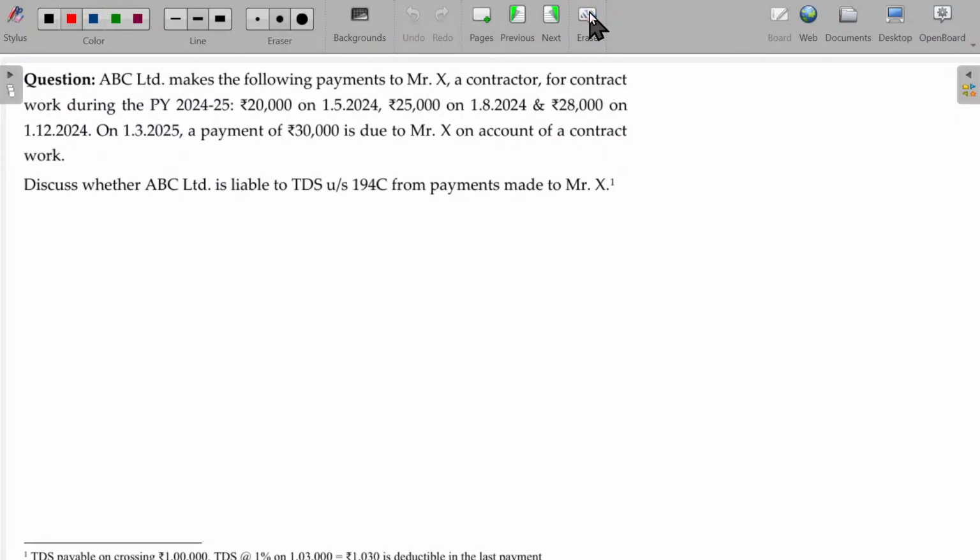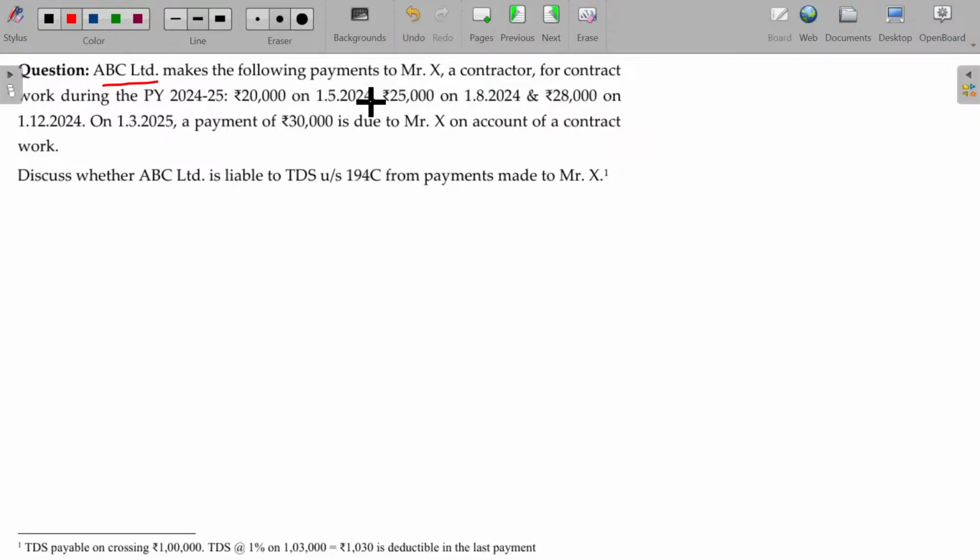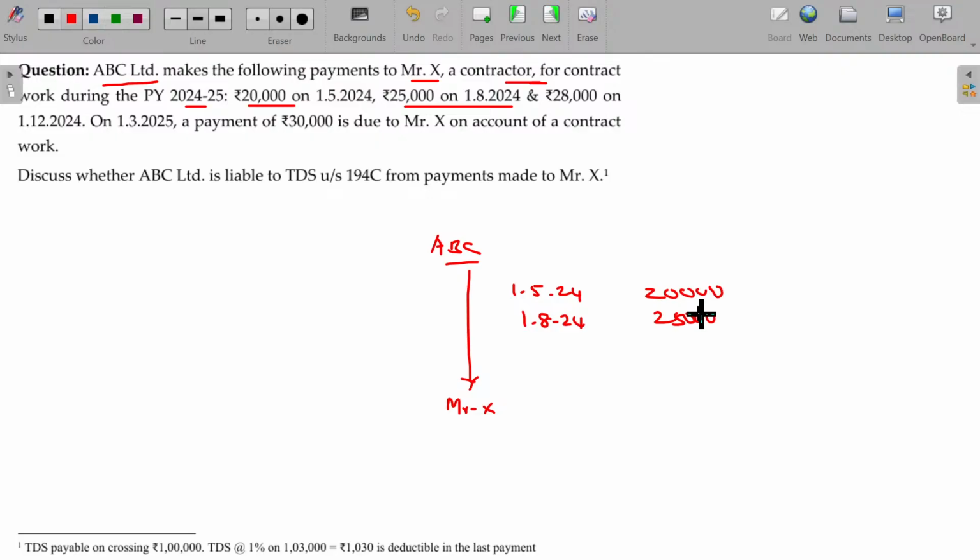Now, ABC Limited makes the following payments to Mr. X, a contractor, for contract work during the previous year: 1/5/24, 20,000; 1/8/24, 25,000; 1/12/24, another 28,000. All the values are less than 30,000 rupees, so not taxable. On 1/3/25, another 30,000 rupees.